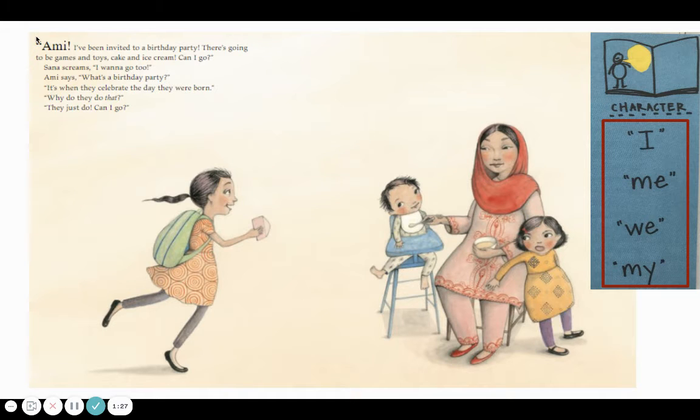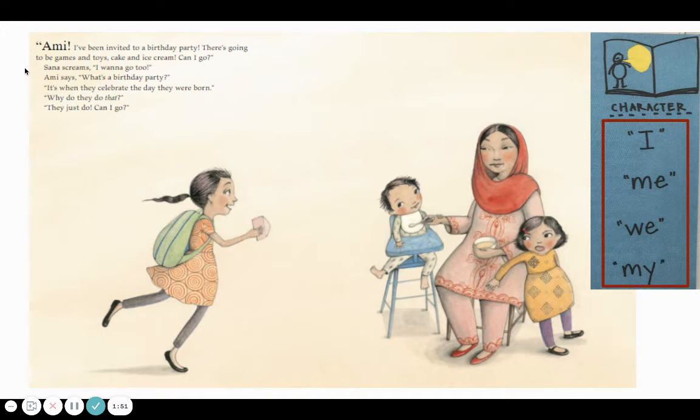Now, this is where it gets tricky. When we see these quotation marks, this is when the character is talking. So when the character is talking, they'll use all sorts of I's and names and things like that. So we just want to read through that dialogue, but we're not using dialogue to determine who is telling the story. The dialogue is just when the characters are talking. Okay, so we'll read through this quickly.